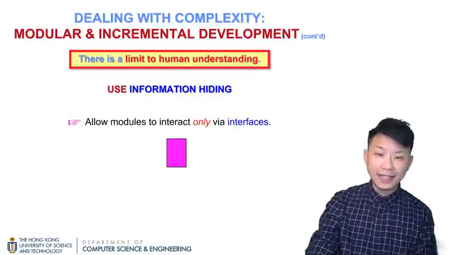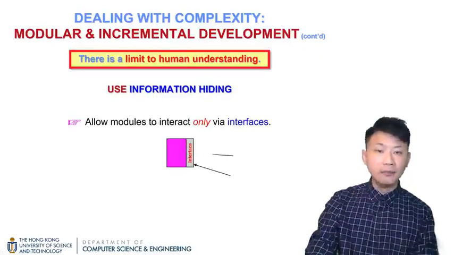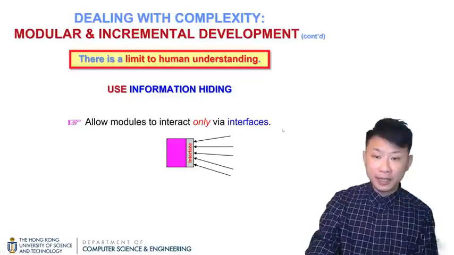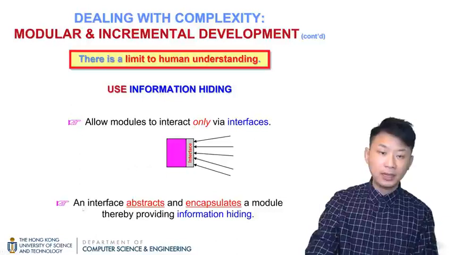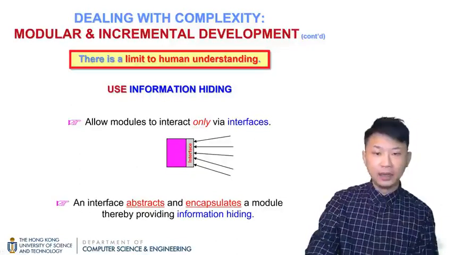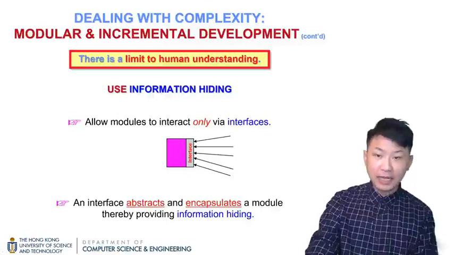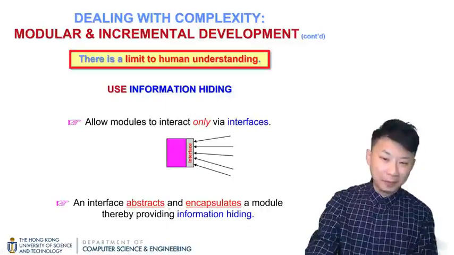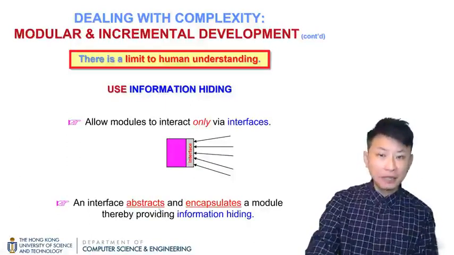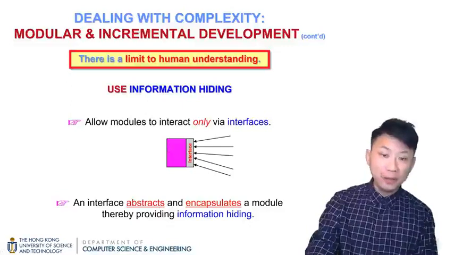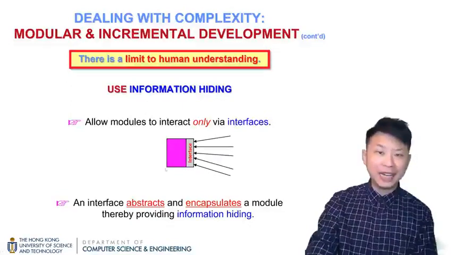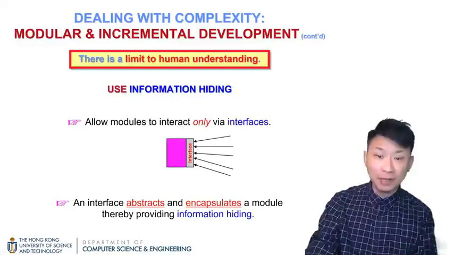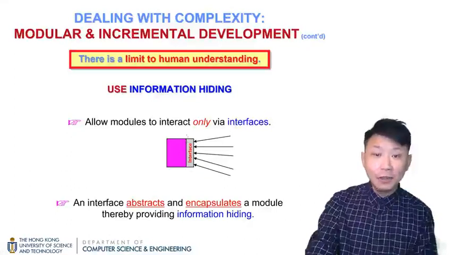So when we try to access a particular module, we are only allowed to access or interact with the module via interfaces. So by using an interface, we achieve both abstraction and encapsulation at the same time. So what are the definitions of abstraction and encapsulation? Abstraction means we skip details. So when we try to use a module, we don't have to actually understand what's inside the module. That means the source code and the implementation within the module. We only have to understand how to use the interface.